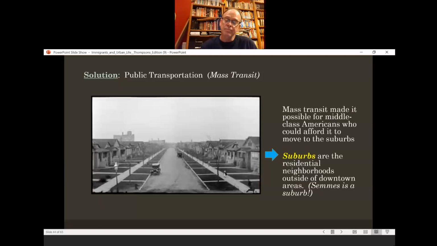So these are perfect. So in today's definition, Sims is a suburb of Mobile. It doesn't look quite like this, but in certain places it does. It's got the houses that are fairly close by with sidewalks.